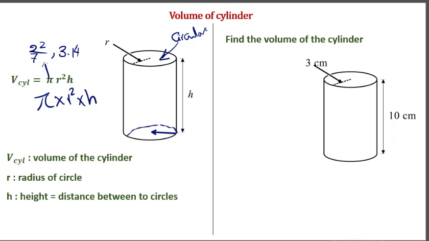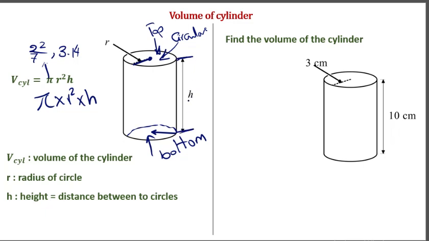V cylinder is the volume of the cylinder. R is the radius. When we talk about the radius, we look for the circle. Where is the circle? It is at the top or at the bottom, and they are the same. The radius is the distance between the center of the circle and the edge of the circle, and h is the height. It is the height between the top and the bottom.